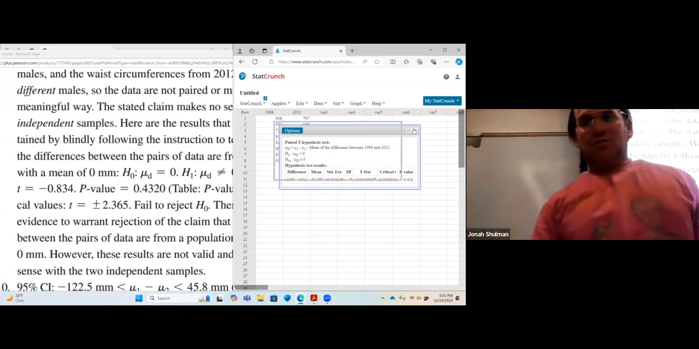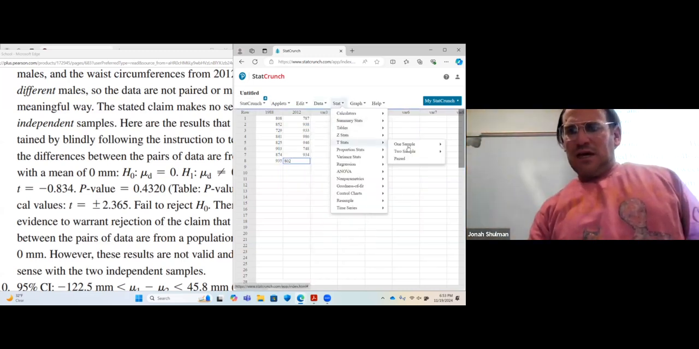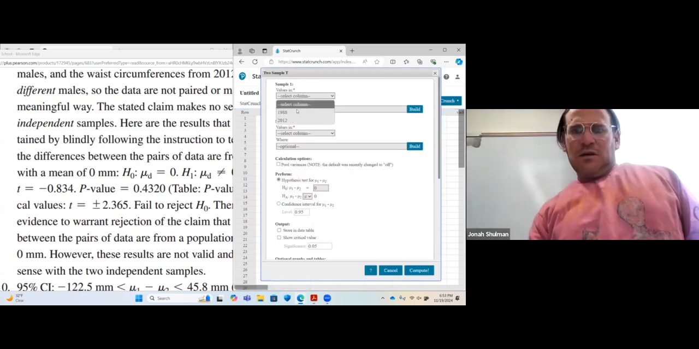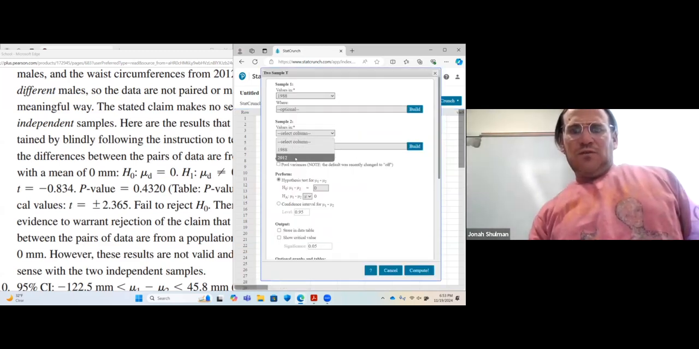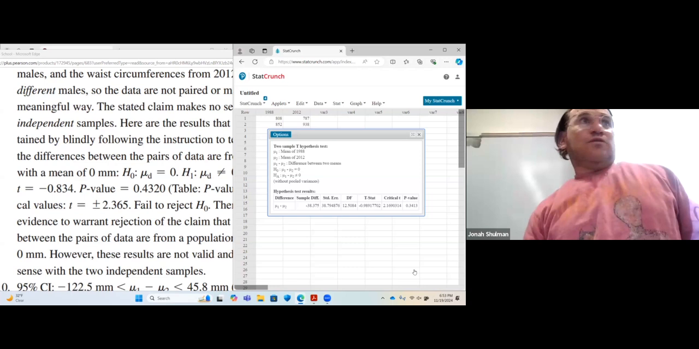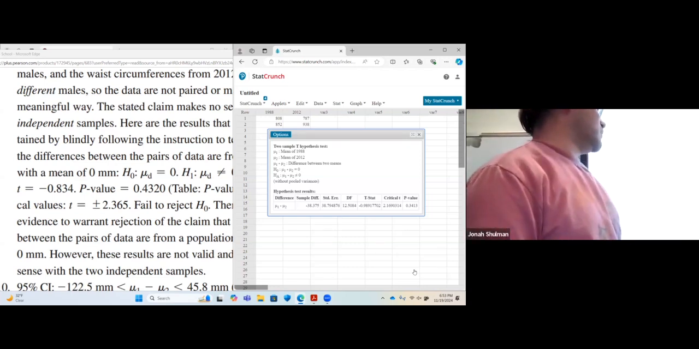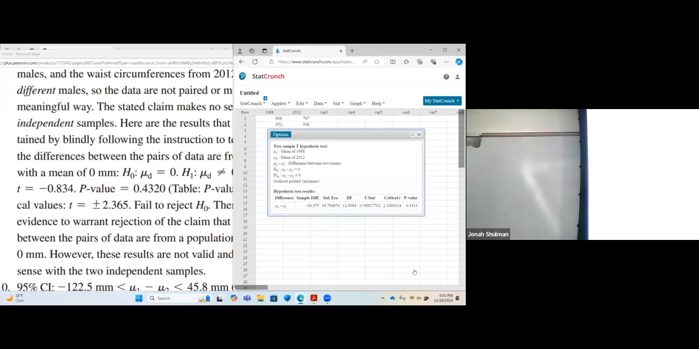So let's actually do it the right way to see if there was a change. So let's go to stat, t-stat, two sample with data. Let's see if there was an actual meaningful change at the 0.05 level. Still no meaningful change, but it's a little bit different, right? Notice that the p-value is a little different. This should have been our answer.